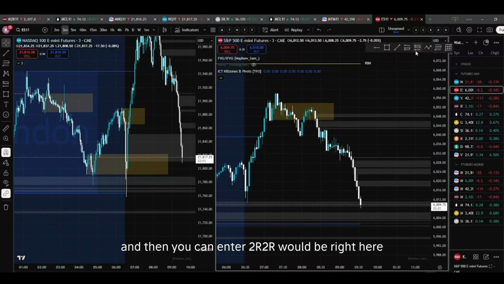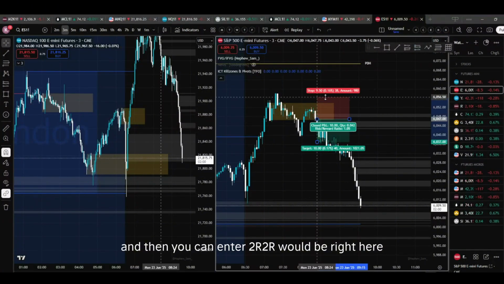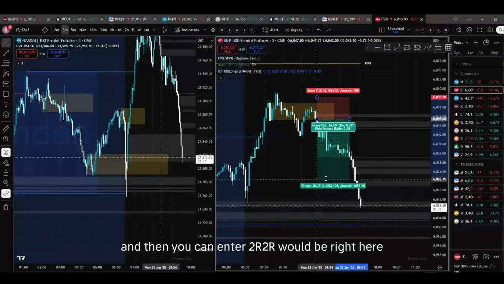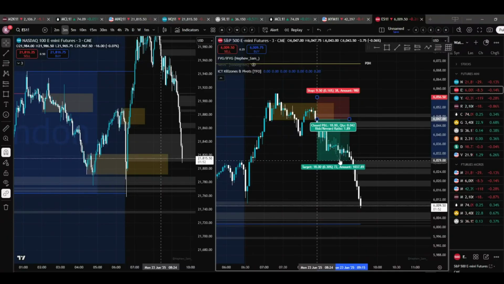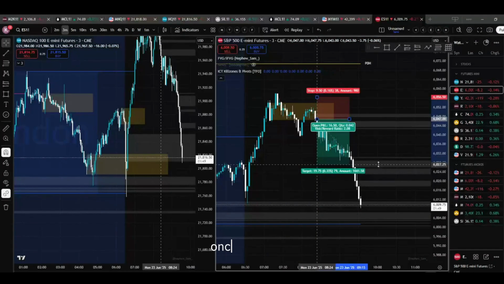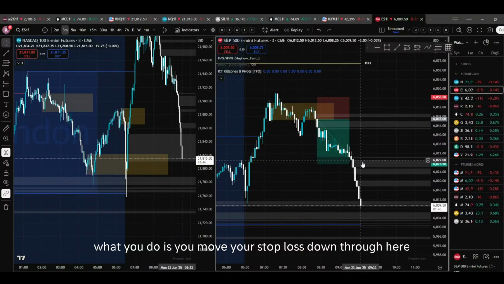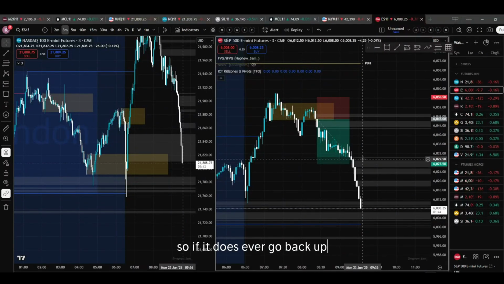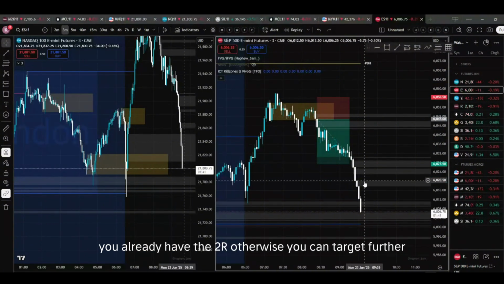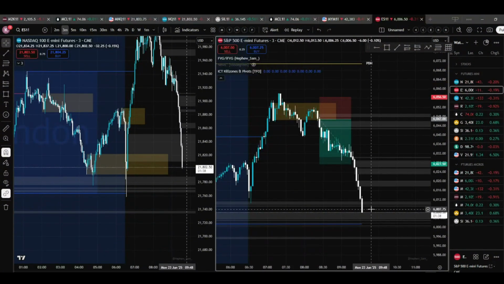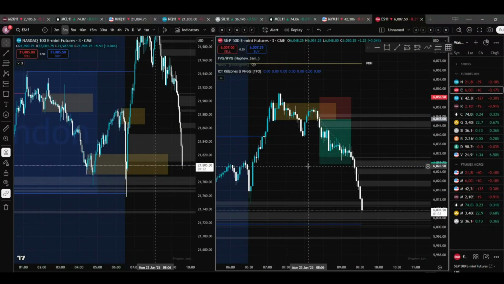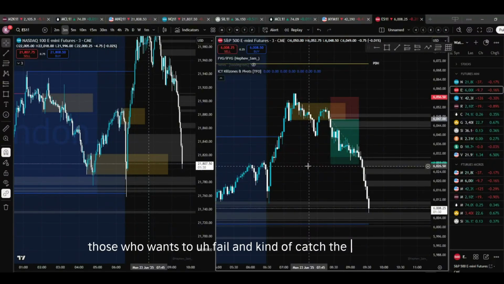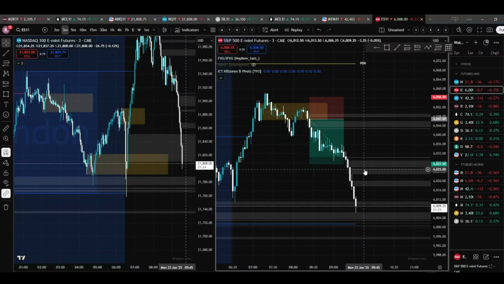And then you can enter for 2R. 2R would be right here. Another way you could catch the rest of it is, once you hit 2R, you move your stop loss down through here. So if it does ever go back up, you already have the 2R. Otherwise, you can target further. Those who want to trail and catch the whole move, that's how I would do it.